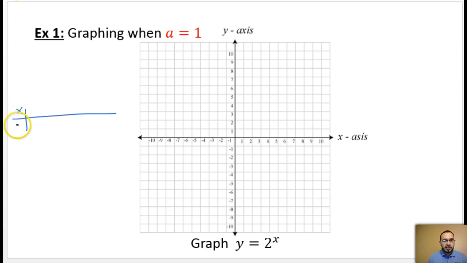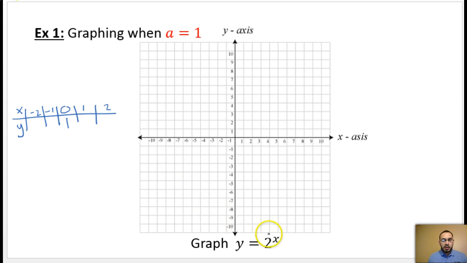So I'm going to go ahead and create my table. I have my x values here, my y values there. I'm going to pick about 5 points. So 1, 2, 3, 4, 5. Okay. I want to start with 0. So let's go ahead and plug in 0. So when we plug in 2 to the 0 power, we know we're going to get 1. I'm going to pick 2 points to the left of 0 and 2 points to the right. So I'll pick -1, -2, +1, and 2.